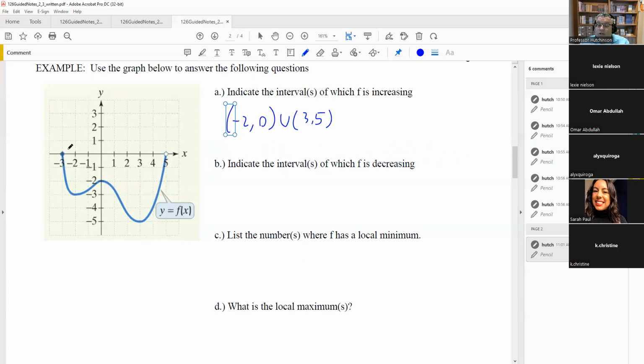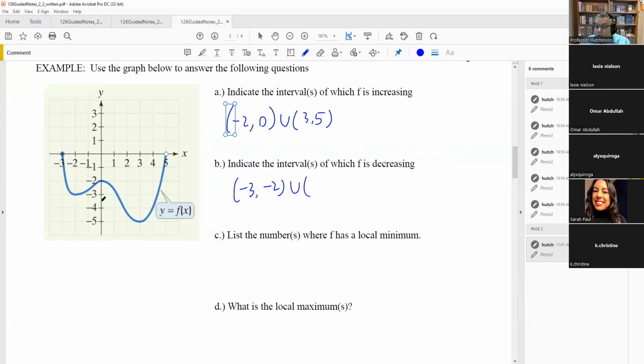Decreasing, I have this section that's going downhill as I go from left to right, and I have this section that's going downhill from left to right. Now the -3, if the question on the assessment says specifically to use open intervals, then everything's going to have parentheses, but just know you could put a bracket on -3 and that would still be considered correct. So I'm just going to use parentheses for this. So between -3 and -2, the graph is going downhill as I move from left to right.